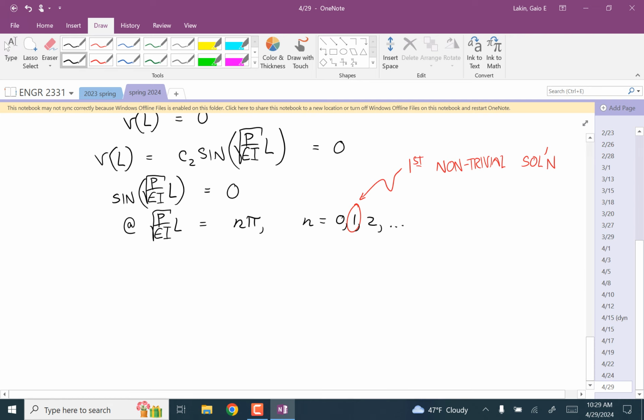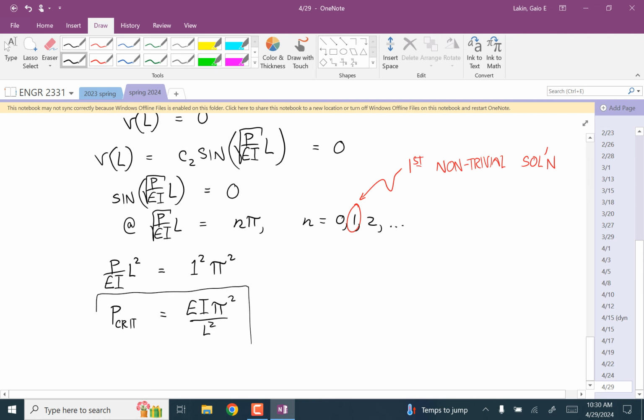So take the square of both sides. We have P over EI times L squared is equal to 1 squared times pi squared. Solve for P, and you get that the critical P value is equal to EI pi squared over L squared. Any questions about that?